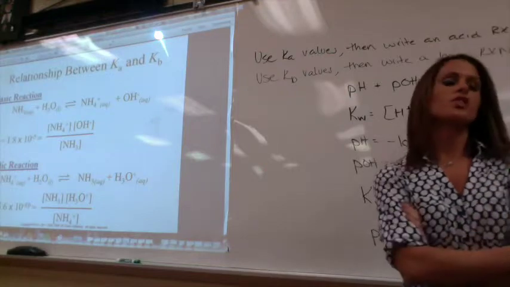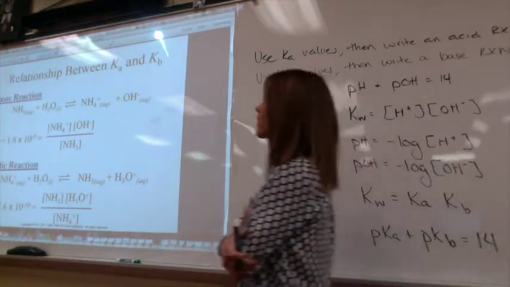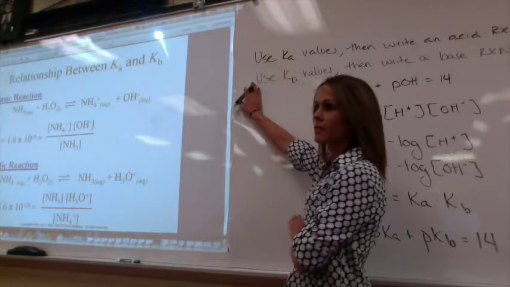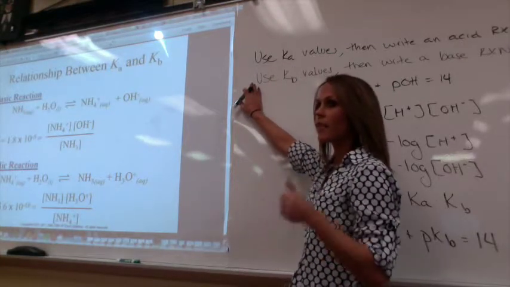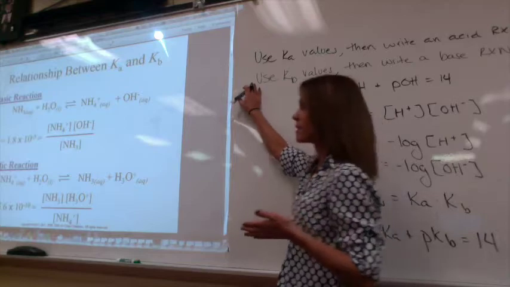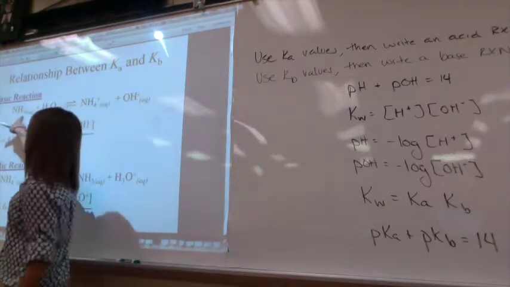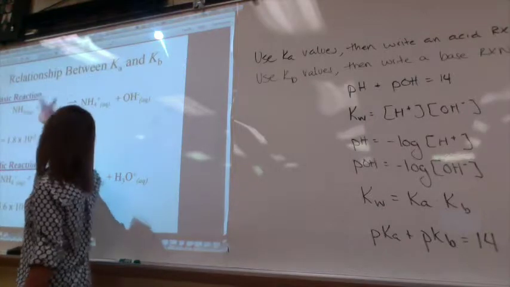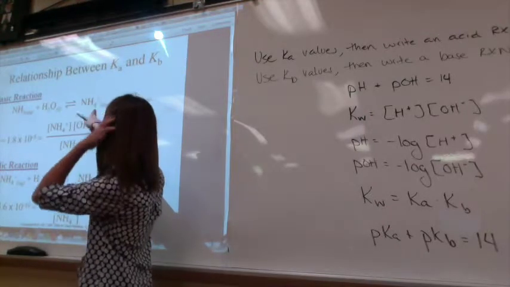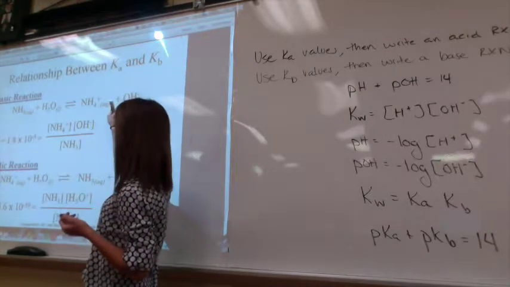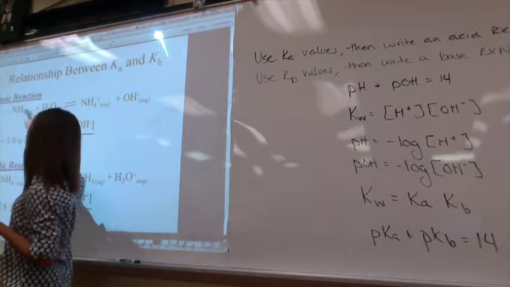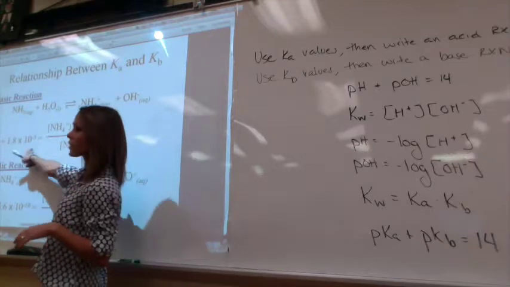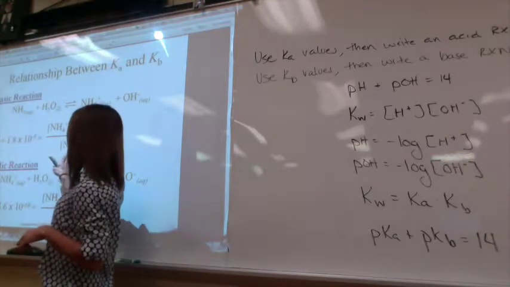All right, so your relationship between Ka and Kb. So here's the basic reaction. This is what I was talking about up here, right? If you have a Kb, then you need to write your reaction with a base. So this is a base. NH3 goes in water, pulls off the H plus from the water to make ammonium, the acid, and then the conjugate base, OH minus, right? So this is base, acid, conjugate base. I write my Kb value to be my products over my reactants.